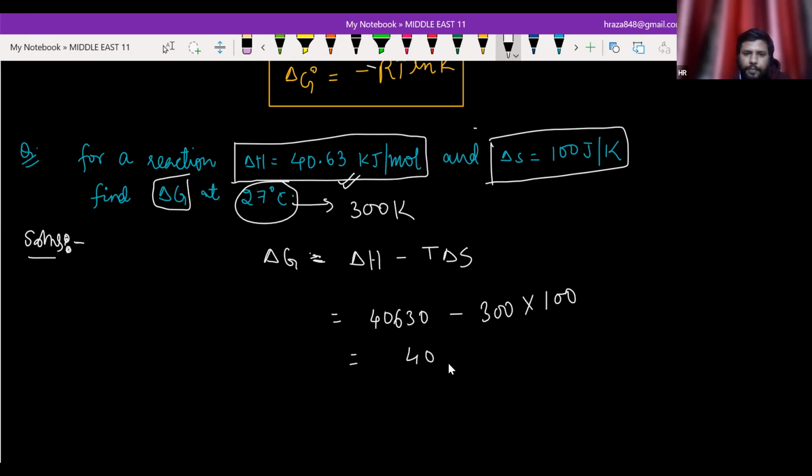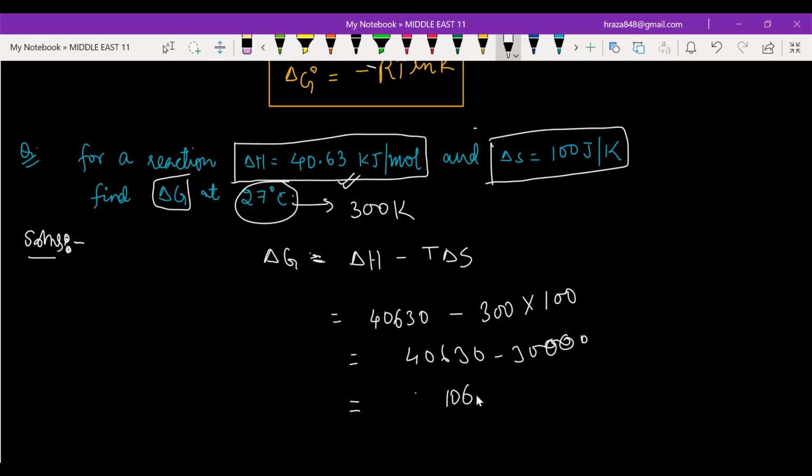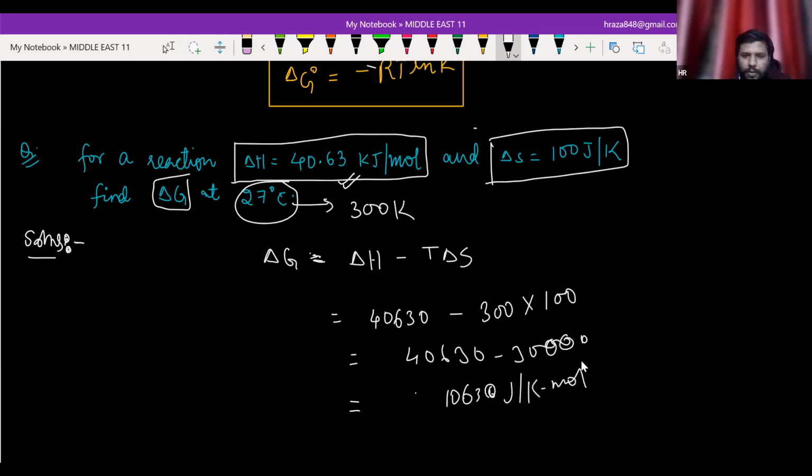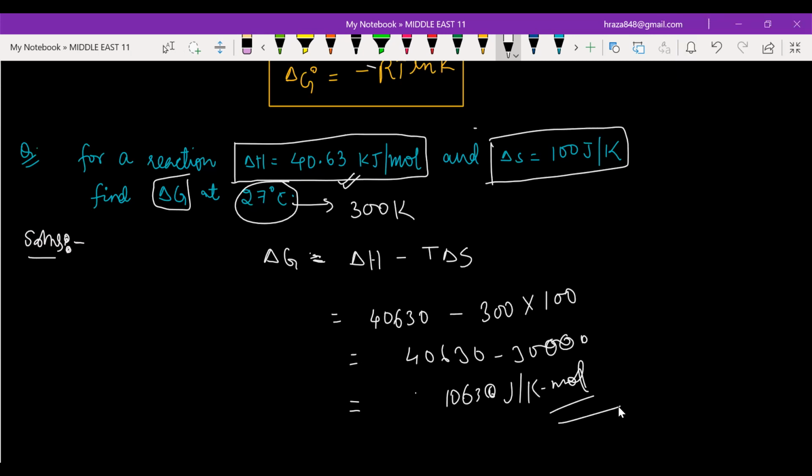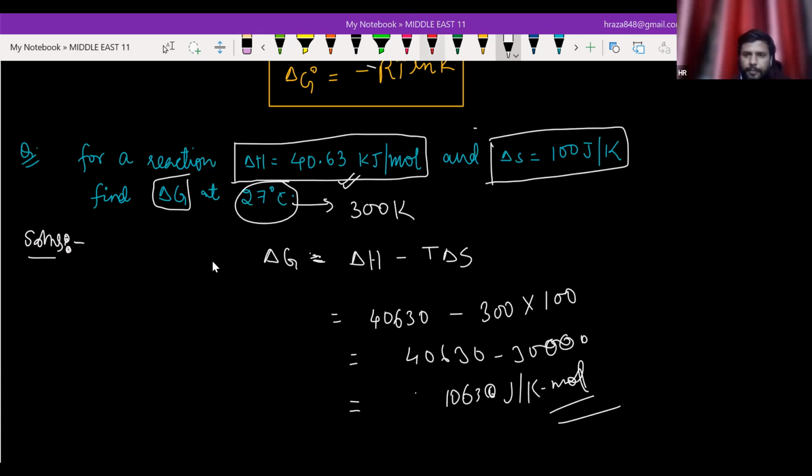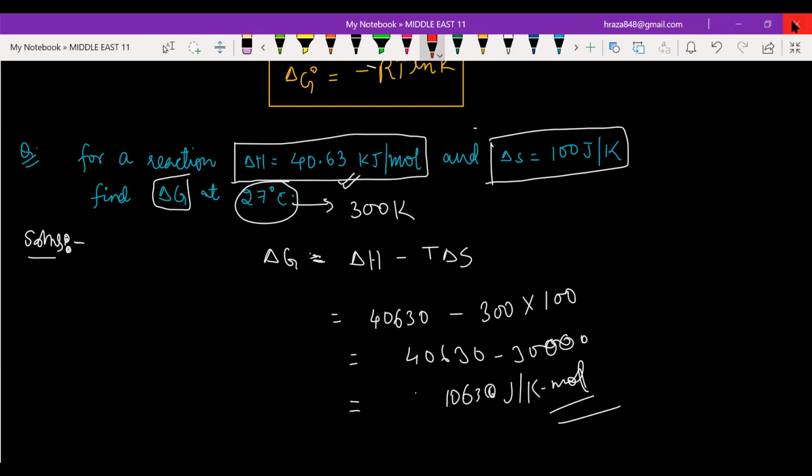So after solving this, how much will it be? Joule per Kelvin per mole. Is this clear? Yes, sir. Okay, just write it and let me know if you are done with this. Done, sir. Very good.